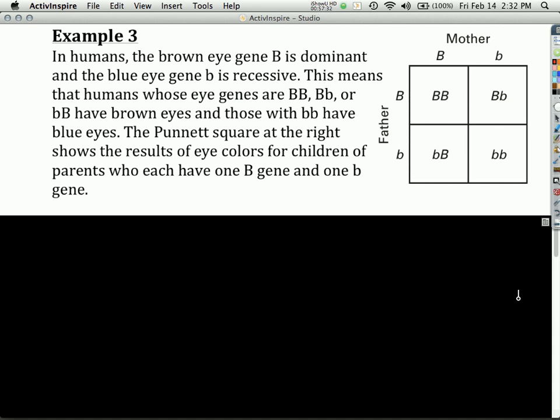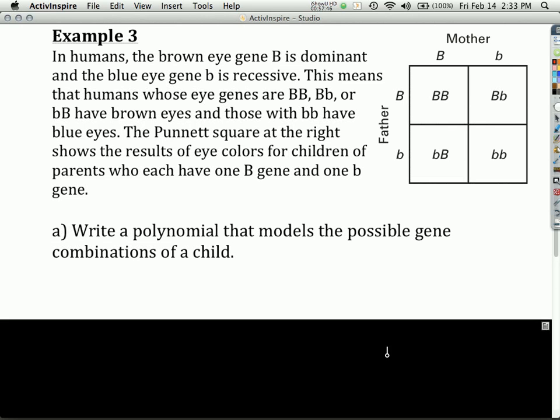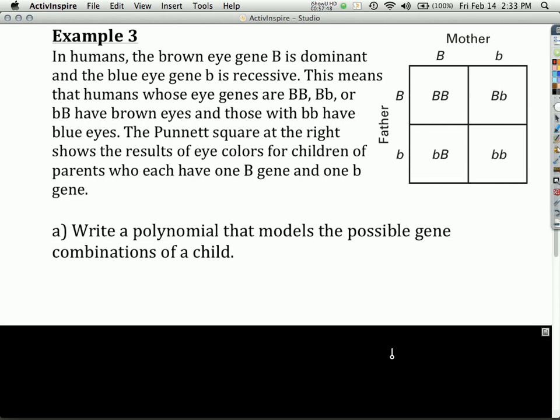Okay, everyone's agreeing to the explanation? Okay, yeah, I think that's pretty good. So we already have a Punnett square figured out for us. But let's explore this in the context of polynomials. So, first, let's write a polynomial that models this.